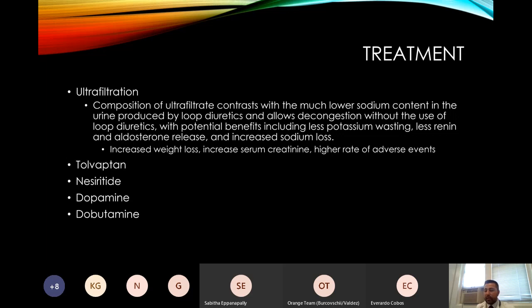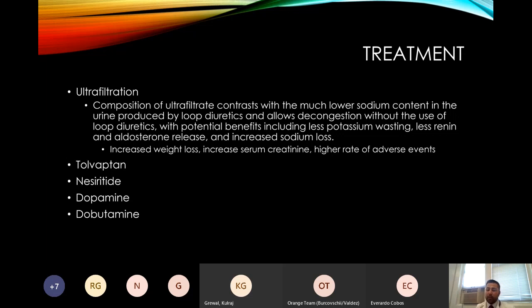Tolvaptan is a selective V2 receptor antagonist, and it causes aquaresis without loss of sodium. Nirmatrelvir is a recombinant BNP with venous, arterial, and coronary vasodilatory properties. It reduces afterload and increases cardiac output without the inotropic effects. However, this neurohormonal modulation, both with tolvaptan and nirmatrelvir, in the setting of acute heart failure has failed to improve clinical and renal endpoints in large randomized studies. So we really won't go into the details of tolvaptan or nirmatrelvir.